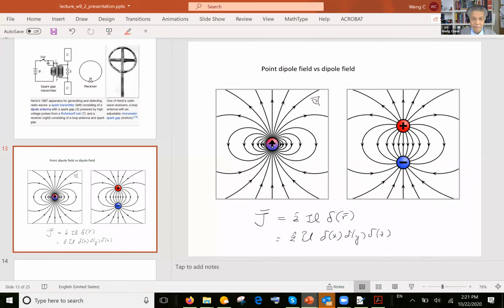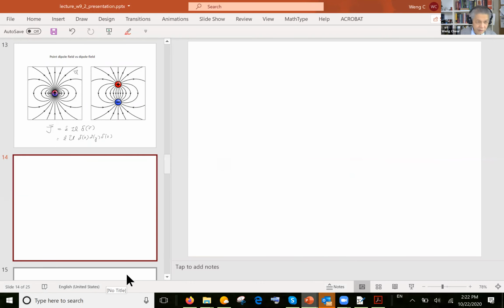And of course, the sanity check that you have to do is to check the dimension of this equation. Left-hand side is in terms of amperes per meter squared, that's current density. This is ampere meter, and then this is 1 over meter times 1 over meter times 1 over meter. So the right-hand side is also in terms of amperes per meter squared. So the sanity check shows that the equation is not too bad.